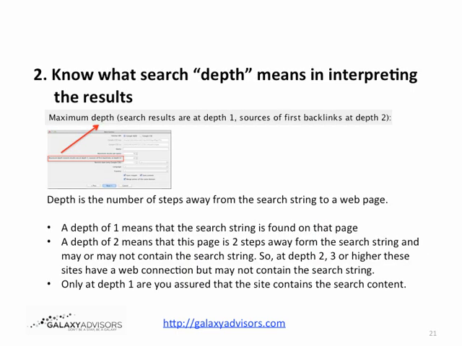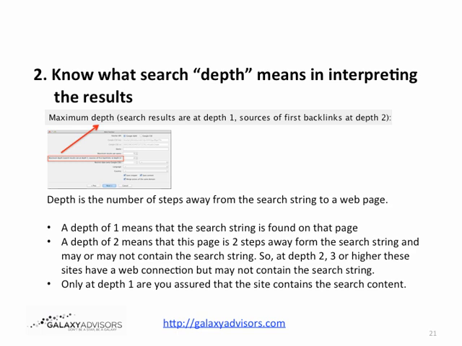The second tip is to know what search depth means in interpreting the results. We see this statement that says maximum depth, and so on. And really, depth is the number of steps away from the search string to a web page. Specifically, a web depth of 1 means that the search string is found on that page. A depth of 2 means that this page is 2 steps away from the search string and may or may not contain the search string itself.